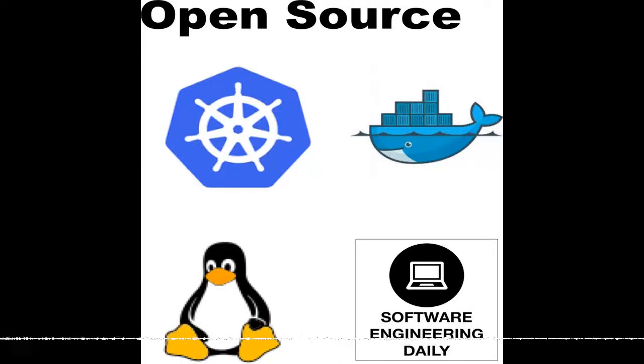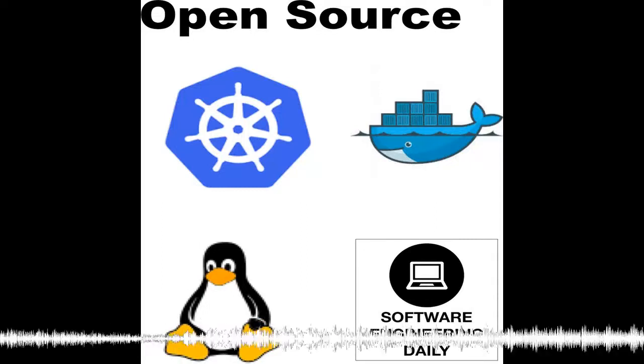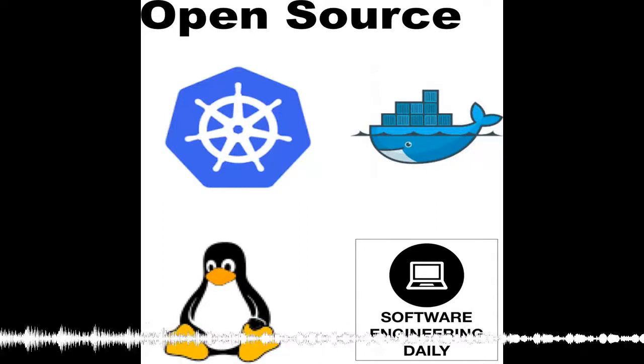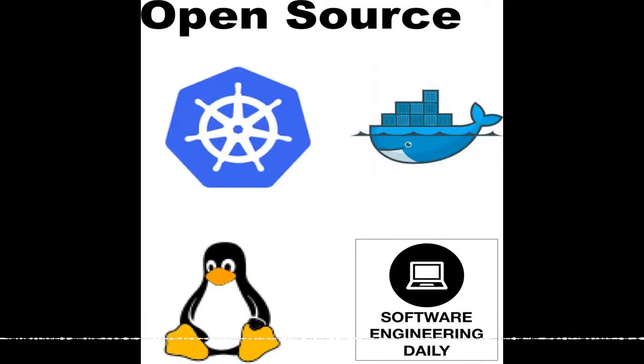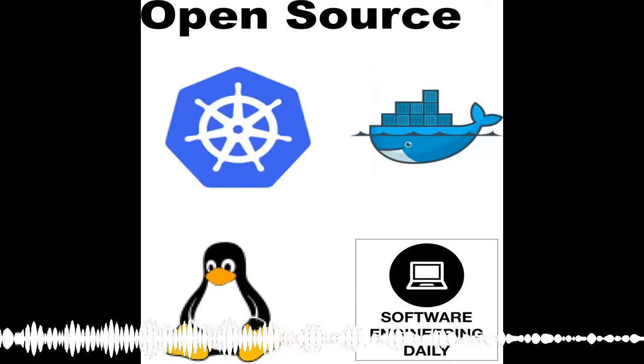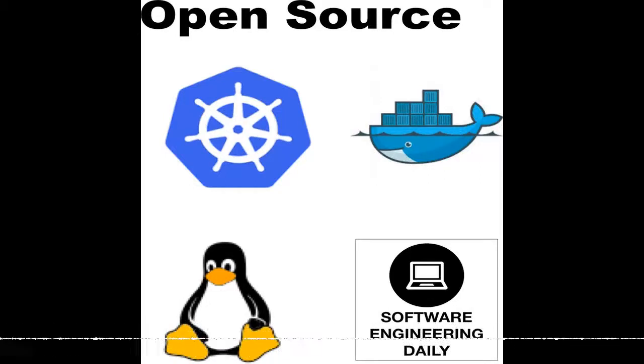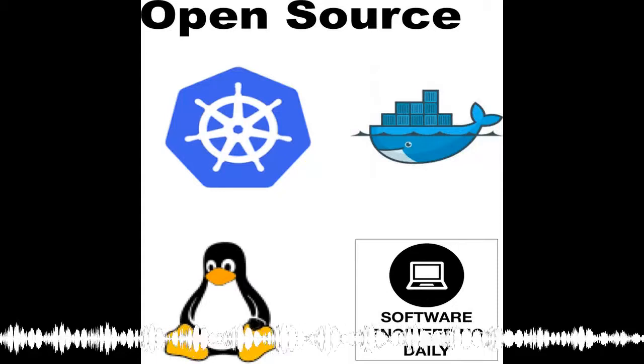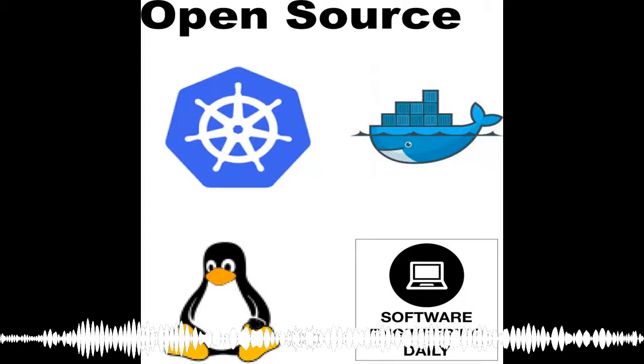What are the synergies between Docker and tools like Chef? This is an interesting thing that there's a lot of discussion about: if I have Docker, do I need a configuration management tool like Puppet or Chef?